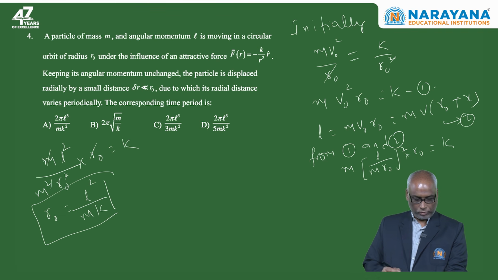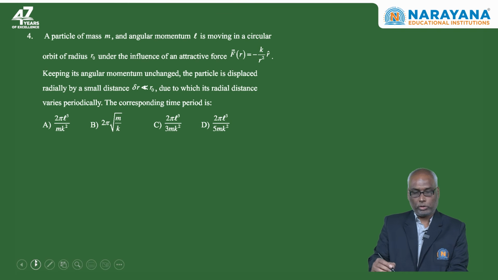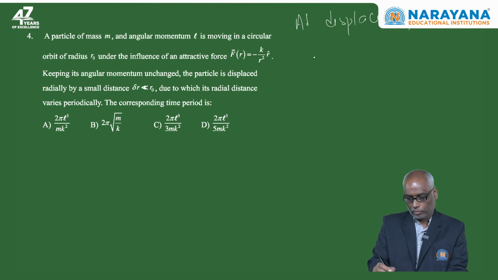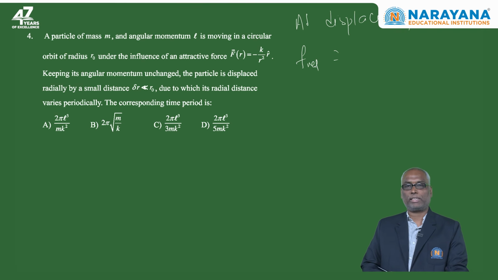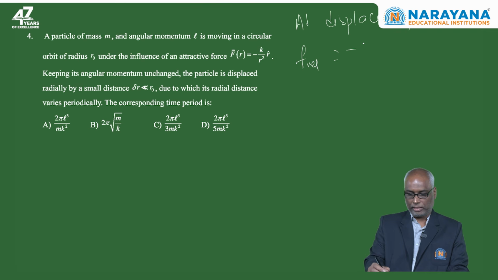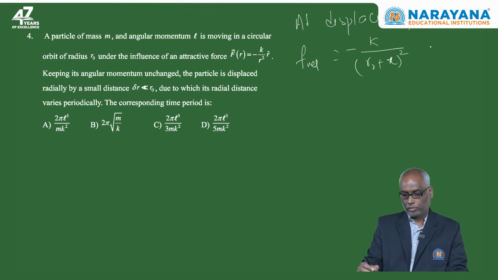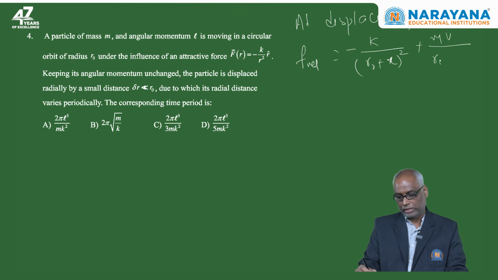So at the displaced position, when we calculate the net force, the displacement is away from the center, so the forces away from the center are positive, and the forces toward the center are negative. So the force toward the center is nothing but minus k divided by the new radius, r naught plus x, whole square, and the force directed away from the center is positive, which is nothing but m v square divided by the radius, r naught plus x.